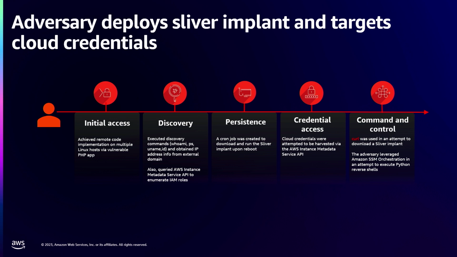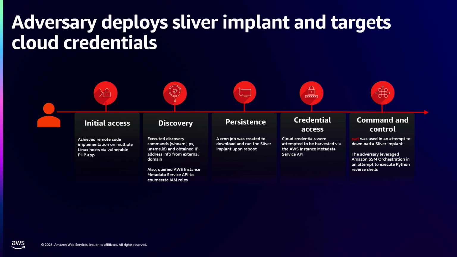And not only that, they're querying the AWS IMDS API to enumerate IAM roles. And from there, they're establishing persistence. They created a cron job, which is a time-based job scheduler, to actually download and run that Sliver implant upon reboot. And again, they're establishing that persistence. They want to stay in that environment as long as they can.